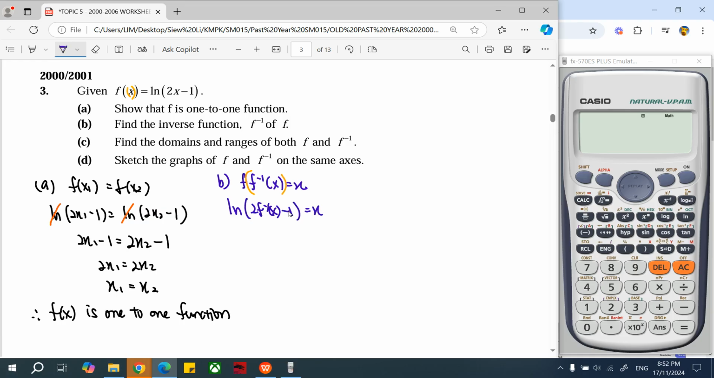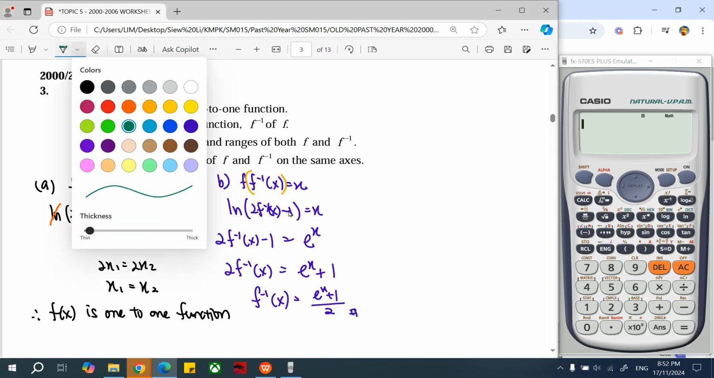So we need to clear off the operations at the left hand side to find your f inverse. So unlog first. When you unlog, the base e moves to the opposite side and this x will become its power. And then we simplify the 1, it will be e^x plus 1. Then finally your f inverse will be (e^x plus 1) over 2.